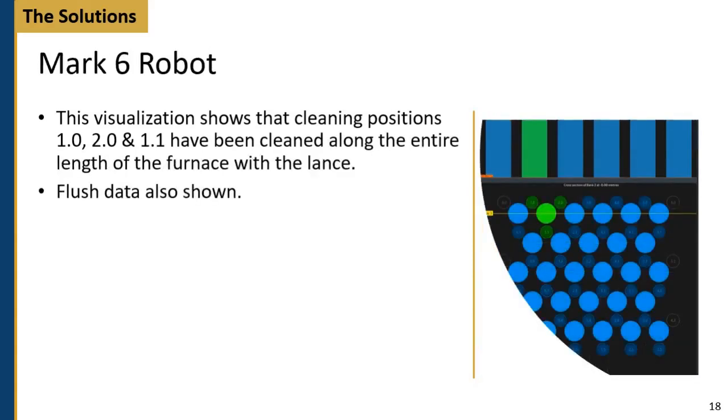This graphic shows that cleaning positions 1, 2 and 1.1 have now been cleaned along the entire length of the furnace with the lance. So the green outlines are now solid. Flush data is also shown. Flush and lance data can be shown together or separately for analysis.